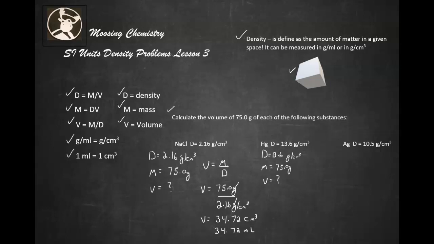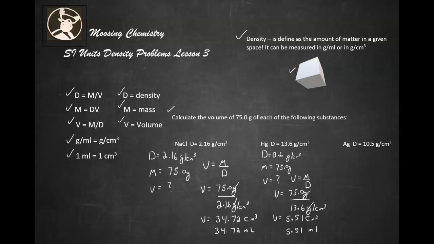All right? So we're going to use our V equals M over D, like we did in the last one. Okay, so V equals our mass, which is 75.0 grams, divided by 13.6 grams per cubic centimeter. So our grams will cancel out, and our volume is going to be, of course, 5.51 cubic centimeters, or you could say 5.51 milliliters, because 1 milliliter equals 1 cubic centimeter.